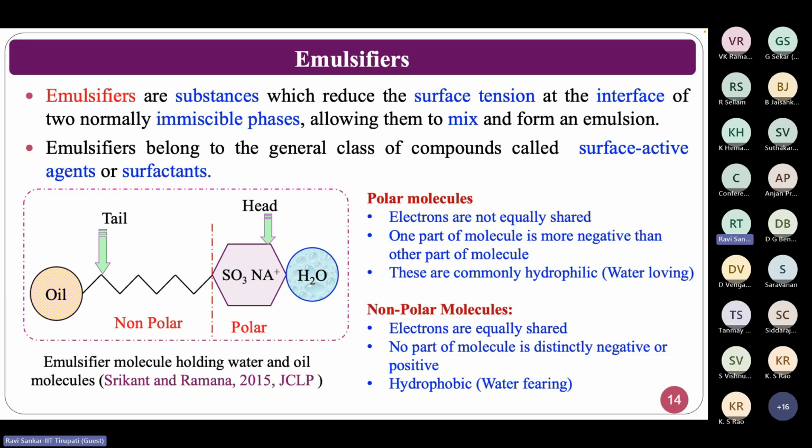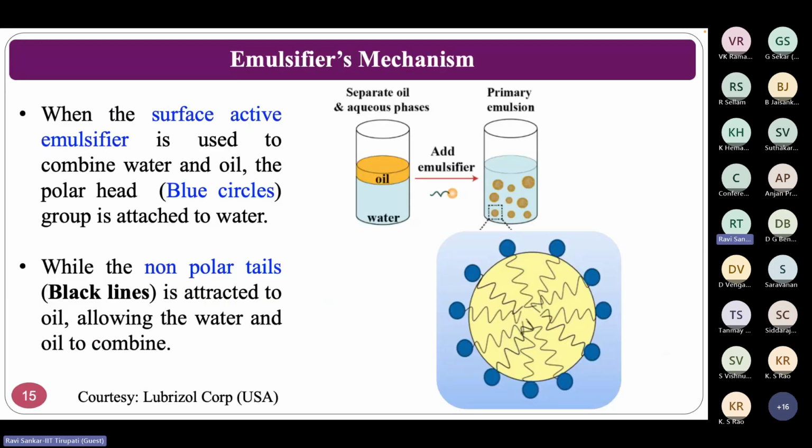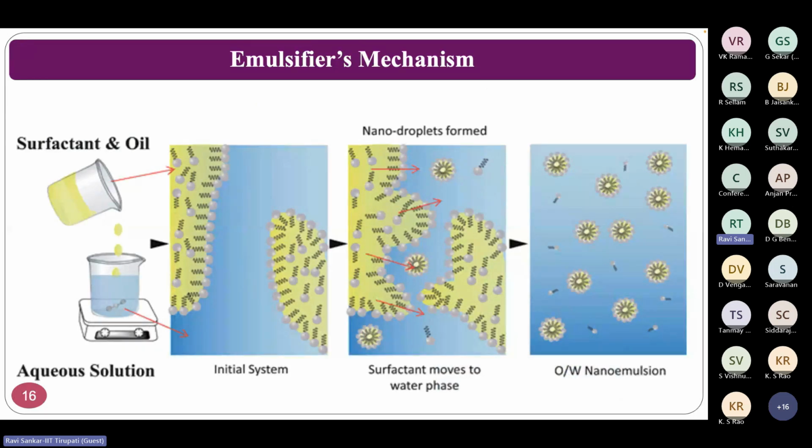There are polar molecules, non-polar molecules and so on. How does the mechanism work here? For example, you have the water and you have the oil. These two are immiscible. When you add an emulsifier, you have seen it has a polar head and non-polar tail. So the polar head will be in the water and the non-polar tail will be in the oil. When you supply energy, or you have agitation and so on, what will happen? Each polar head tries to move into the water.